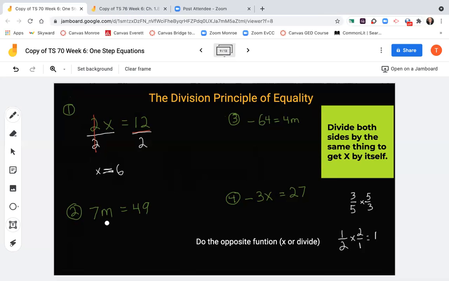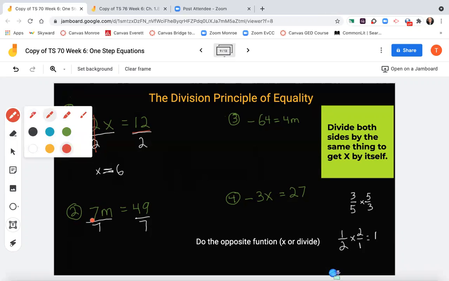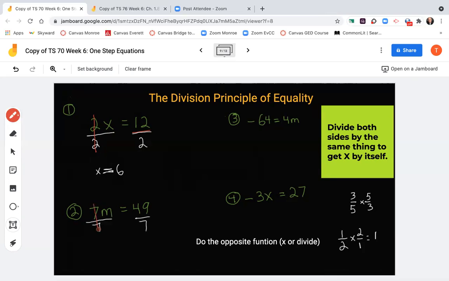All right, number 2 down here, a very similar type of problem. I've got 7 times m, so the equation is multiplying. I'm going to do the opposite. I'm going to divide to get rid of the 7, and I have to make sure I do the same thing to the other side. The 7s now cancel out because 7 goes into 7 once, so I have 1m, which just means m. It's the same as m. Equals 7 goes into 49 7 times.